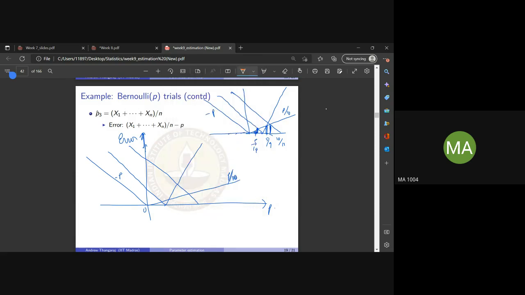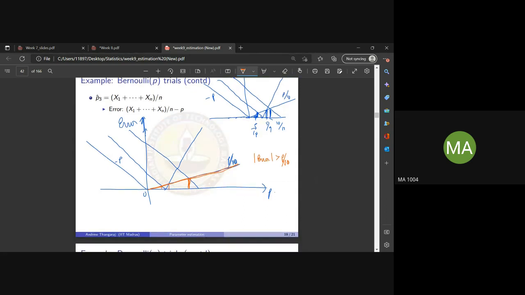Now, if you take the intersection of the error with this p by 10, you see that the error is this. Okay, this is the p by 10 line, right? We have to check that mod of error should be greater than p by 10. Okay. And what was the error?